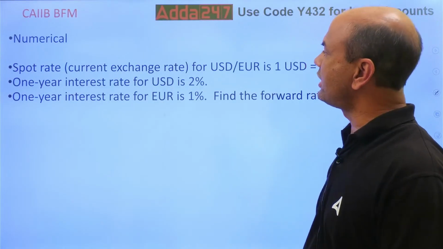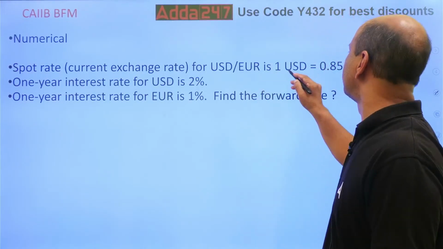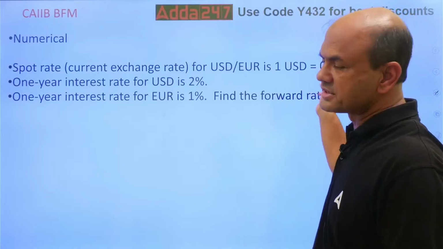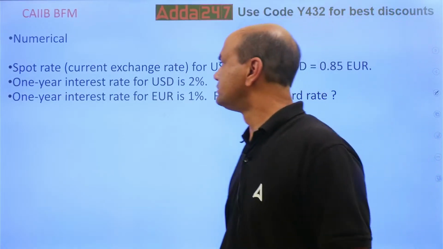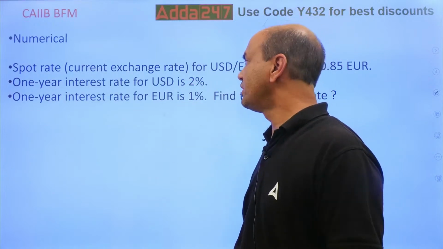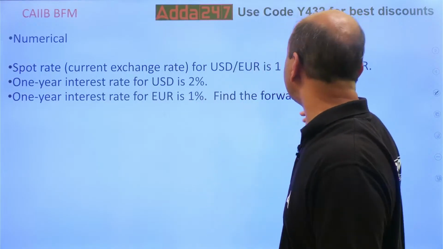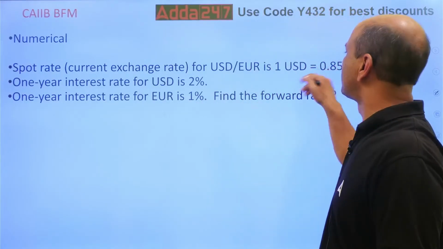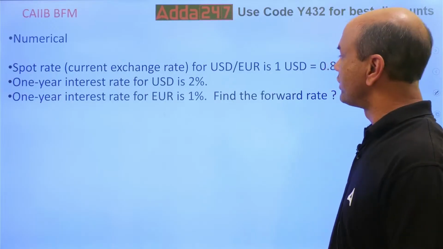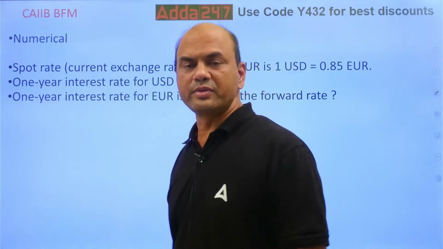Numerical. A spot rate, current exchange rate for USD Euro is given as 1 USD equals 0.85. So this is my spot. 1 year interest rate for USD is given as 2%. 1 year interest rate for Euro is given as 1%. Find a forward rate for the same Euro USD. So you have to find out the forward rate. Okay. So what is the formula for this now?